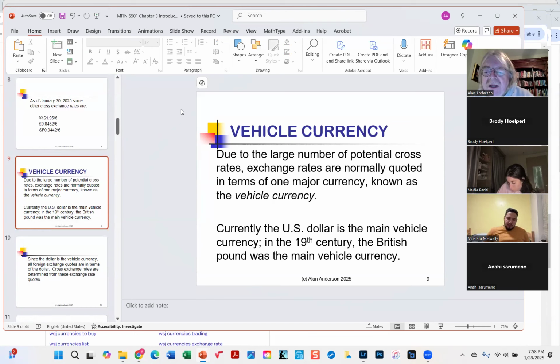But it wasn't always that way. Just before World War I, during the days of the British Empire, the British pound was the vehicle currency. Most trade was denominated in pounds, and exchange rates were quoted against the pound. But now the dollar has taken over. It is now the world's vehicle currency.